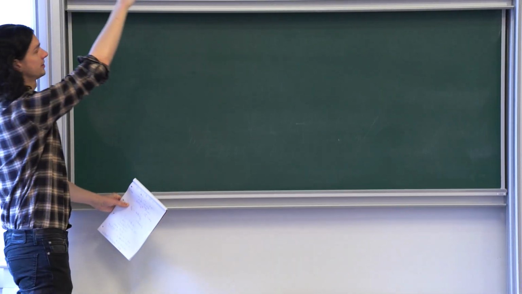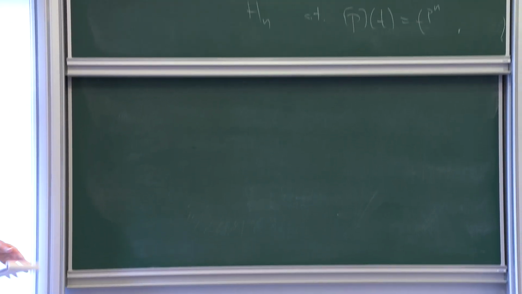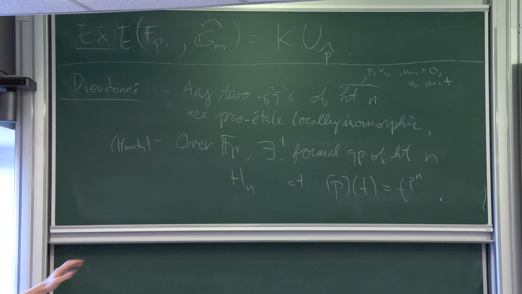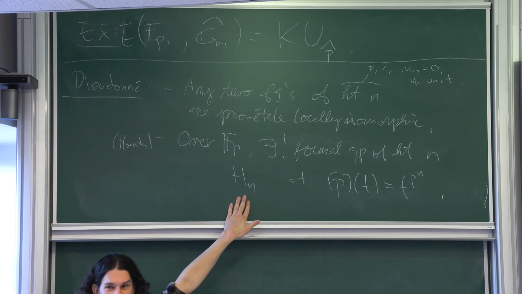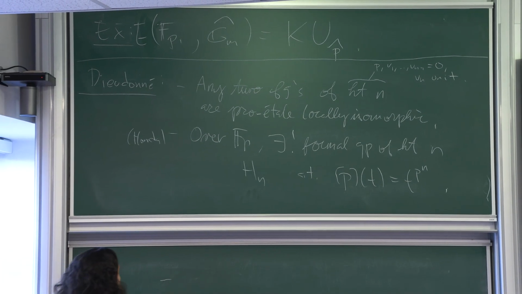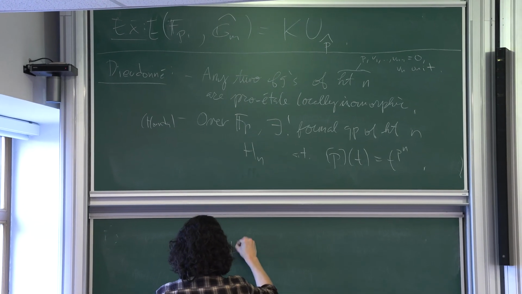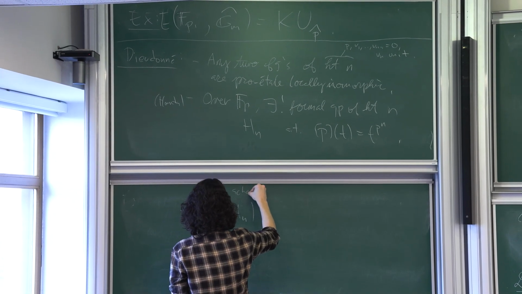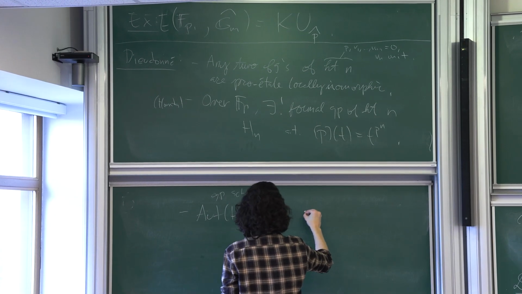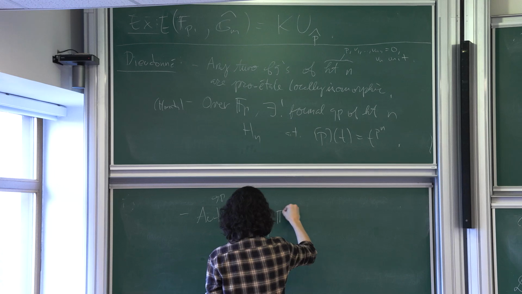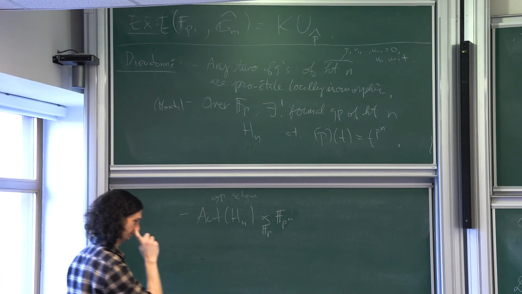So, okay, if you just look at those two claims, then you understand that classifying formal groups over Fp-bar algebras is just classifying forms of this particular formal group here. So then you should study forms, you should study automorphisms. So automorphisms of Hn, this group scheme, is pro-constant. So once you base change from Fp to Fp^n, then you get all the automorphisms, so to speak.